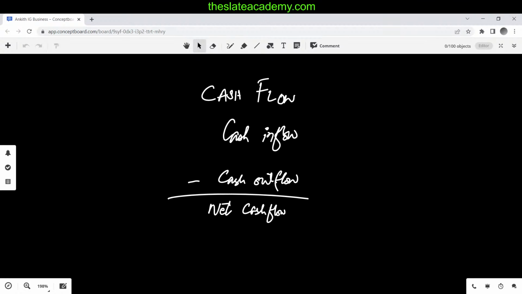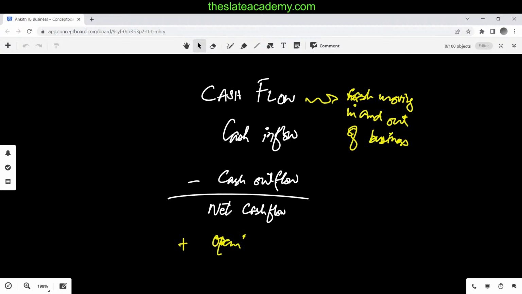Acha. So for cash flow, if I had to define it, I'll say cash flowing in and out of the business. The next thing that we must know is that this is net cash flow, and for net cash flow, we said that if we add to it the opening cash, we will get the closing cash.